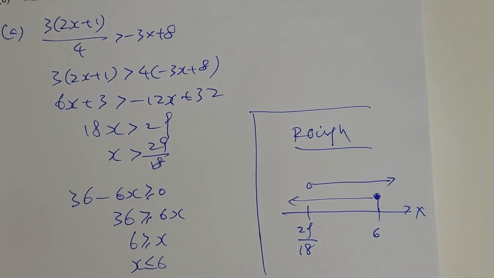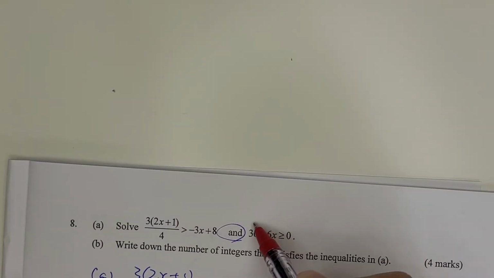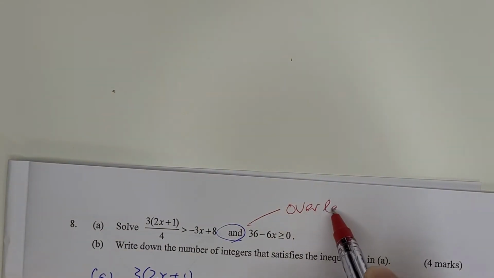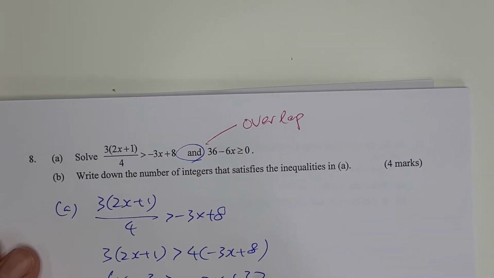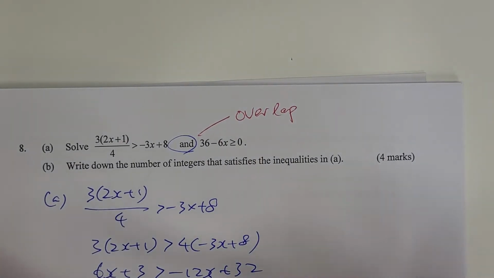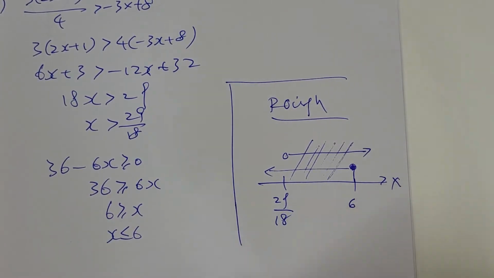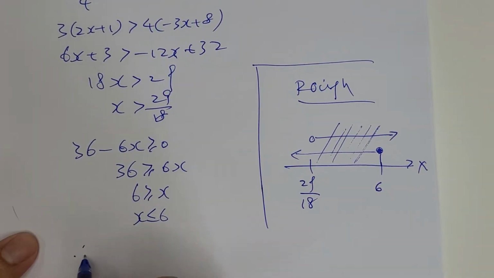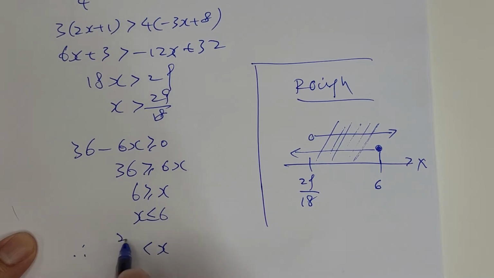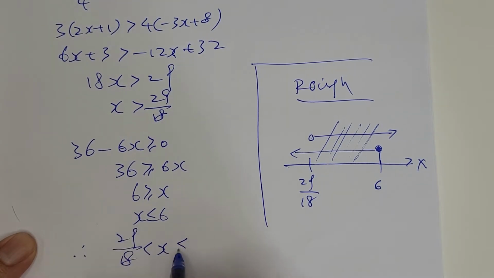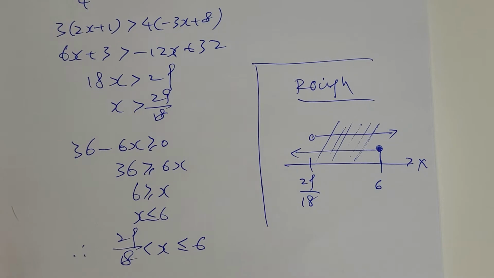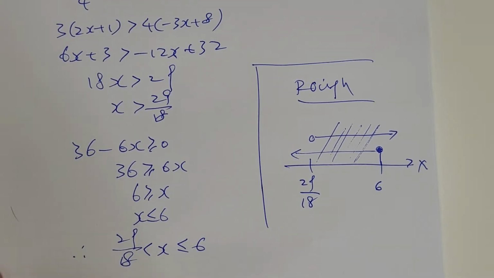And you can see there's a word and, A-N-D. That means we need to take the overlap region, okay? Overlap region. So that means here, this one. Therefore, final answer, x lies between 29 over 18 and less than or equal to 6. That is the answer of part A.